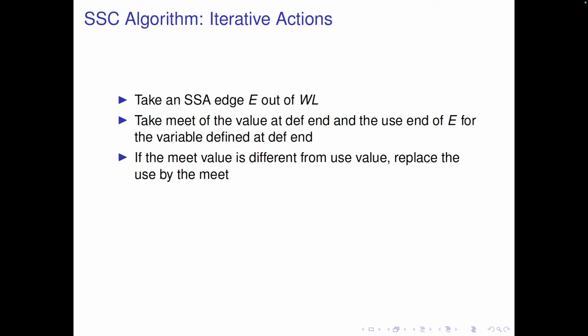So let me just draw it a little bit again. I have a definition of A, and somewhere I have a use of A. There is an SSA edge. Let's say this is X. Sometime or other I decided, oh, A is a constant. Let's say A is equal to 5.